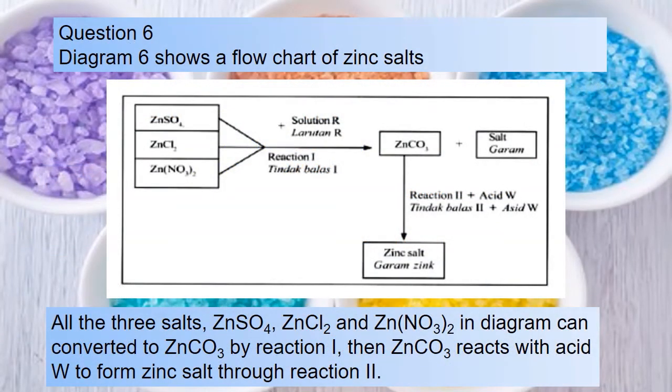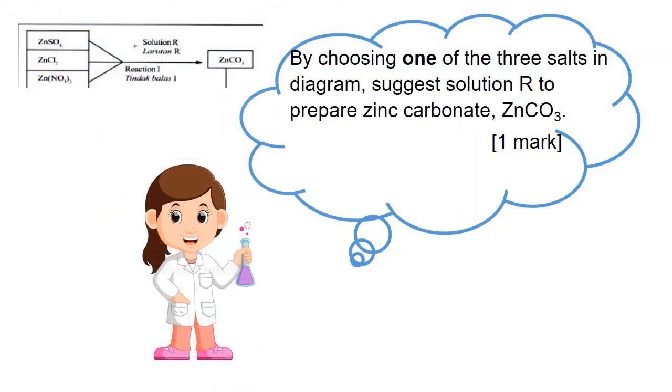Question 6. Diagram 6 shows a flow chart of zinc salt. All the 3 salts in the diagram, zinc sulfate, zinc chloride, and zinc nitrate, can be converted to zinc carbonate by reaction 1. Then, zinc carbonate reacts with acid W to form zinc salt through reaction 2. By choosing one of the 3 salts in the diagram, suggest solution R to prepare zinc carbonate.